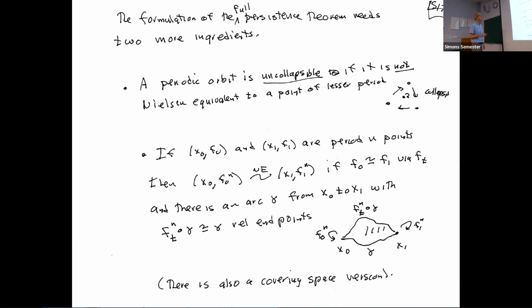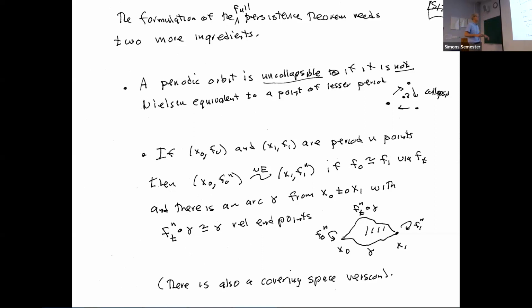All right, so we need 2 more ingredients. We need to worry about our periodic points as we perform a homotopy. There are period-dividing phenomena, like period doubling or reverse Hopf bifurcation. So we want to make sure our periodic points for our map are what are called uncollapsible. You're collapsible if you're Nielsen equivalent to a point of lesser period, and so you're uncollapsible if you're not. So that's one thing we need to know about periodic points.